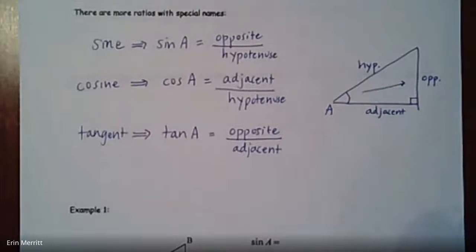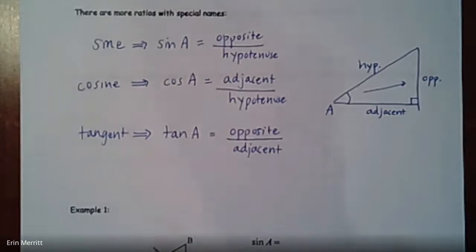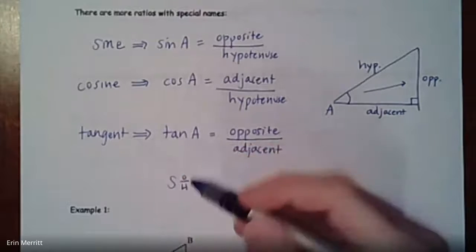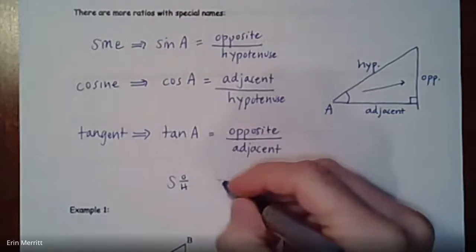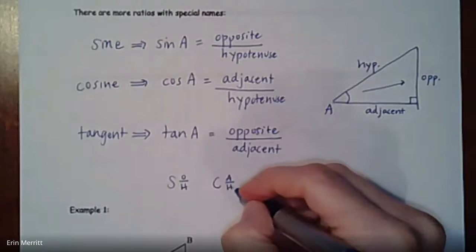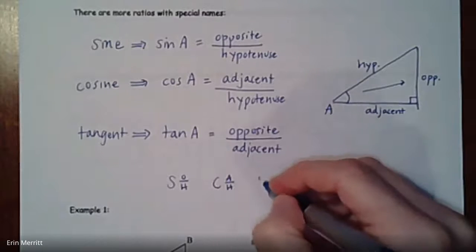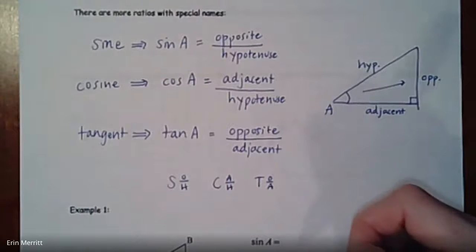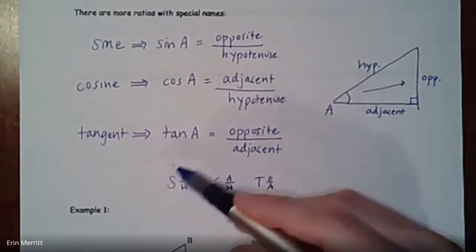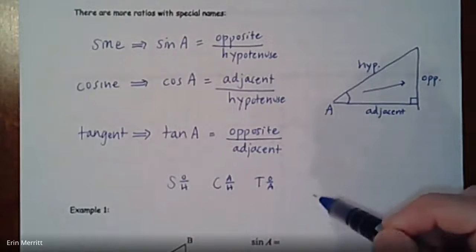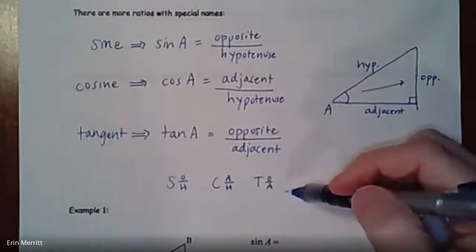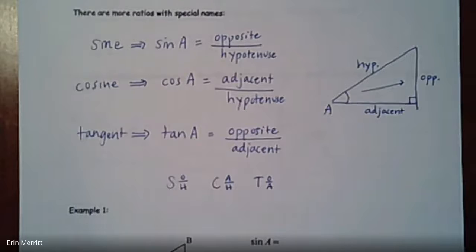Some shortcuts that you might see, pronounced SOHCAHTOA, people will show this as SOH to represent sine equals opposite over hypotenuse, CAH, cosine equals adjacent over hypotenuse, and then TOA, tangent equals opposite over adjacent. Honestly, I've heard it like that for so many years, it's just stuck in my brain. There are other mnemonic devices to remember it, but SOHCAHTOA is a pretty commonly accepted one.